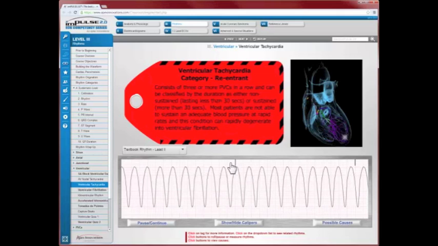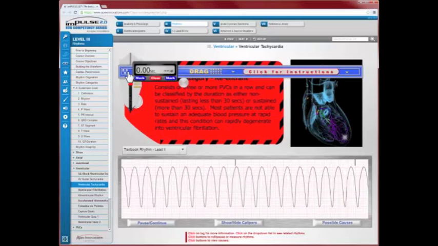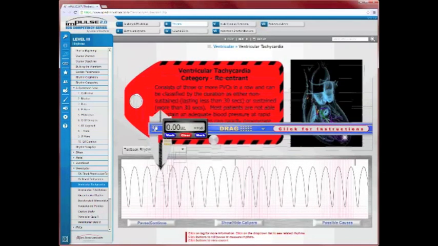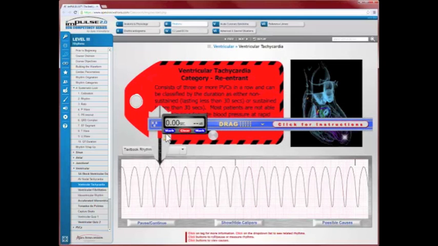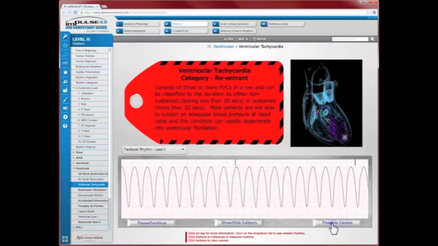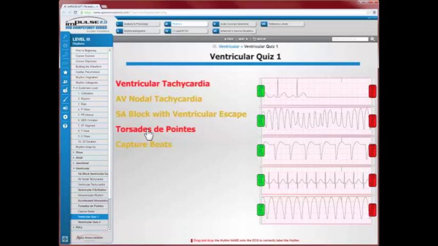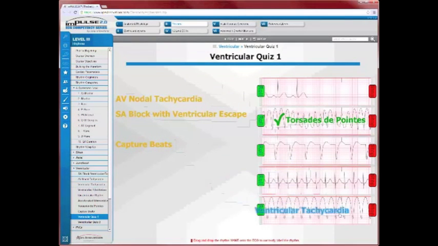Learn how to accurately and systematically review rhythms. Utilize floating calipers to examine the nuances of each rhythm, providing an interactive learning experience. Causes and interventions of rhythms also provide a valuable reference. Periodic quizzes are provided during the lesson to reinforce presented information and ultimately improve knowledge.